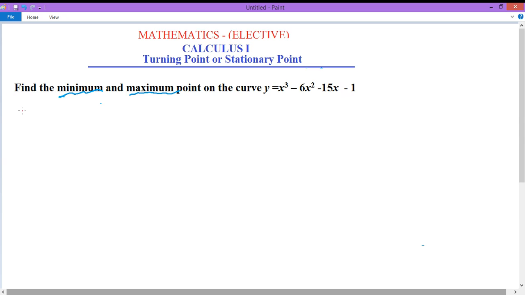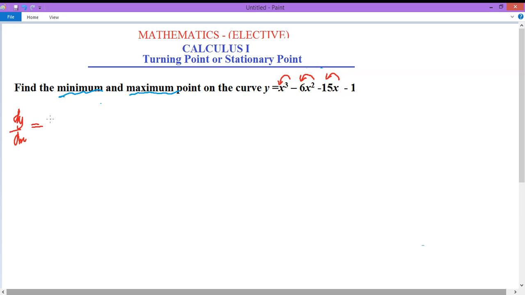Because we know that at the turning point, dy/dx is equal to zero, let us differentiate the function to obtain dy/dx. Differentiating the function is the same thing: multiply the power by the coefficient, reduce the power by 1, and so on. The same thing that we've been doing.